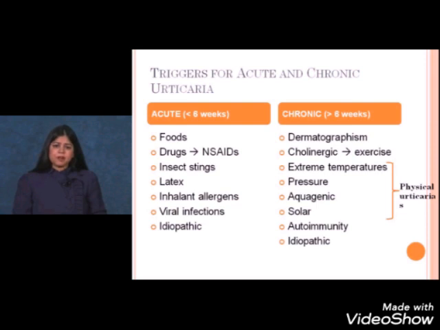Pressure, very rare, but can happen. Aquagenic, these are patients who come into contact with water and they break out in hives. Solar, also rare, but they come into contact with sun exposure and they break out in hives. Then we get into autoimmunity. There is some school of thought that possibly autoimmune antibodies could be triggering the skin to release histamine. And then there are idiopathic causes as well.